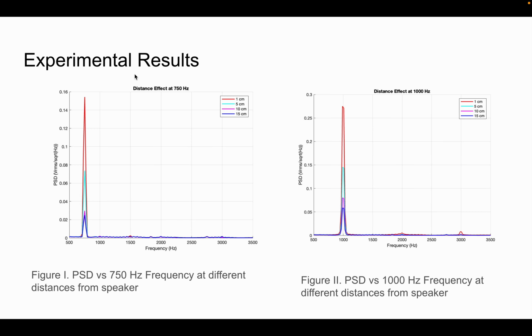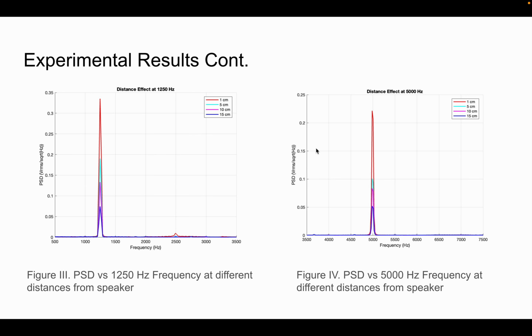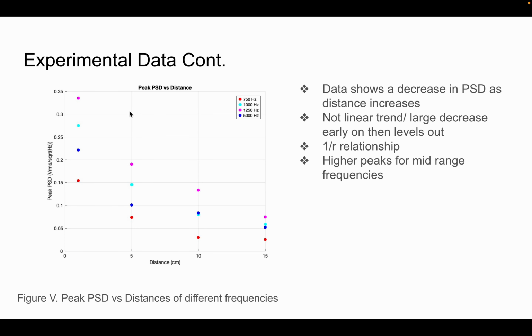And here are my experimental results. For all frequencies captured, it's easy to notice that the closer you are to the speaker, the larger the PSD is, and it's the same for all of the frequencies we recorded. And this graph just shows the peak PSD versus distance. It's not a linear trend, which is easy to identify. It's a 1 over R relationship where R is the distance away from the speaker.